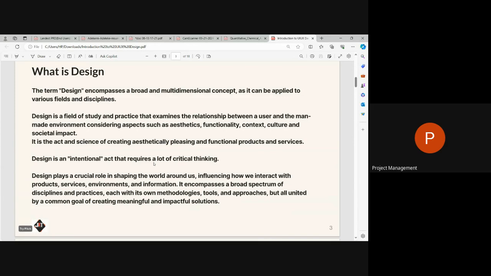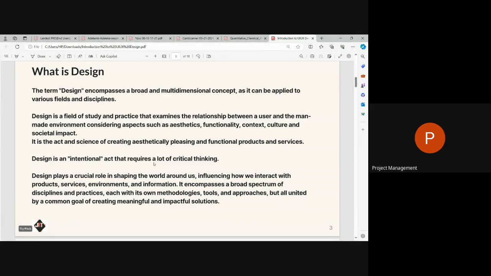Design is a field of study and practice that examines the relationship between a user and the man-made environment. It studies the relationship between us, the users, and our environment, in terms of aesthetics, functionality, context, culture, and society. So design is studying our interaction as human beings with the things around us.